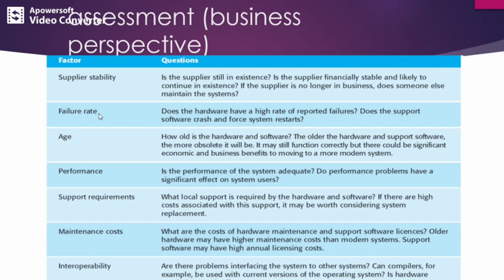Failure rate is the second factor. Does the hardware have a high rate of reported failures? So your system will be made up of several other units. Those might be your hardware units also. So you need to maintain those hardware units. You need to see what the failure rate of those hardware units is.